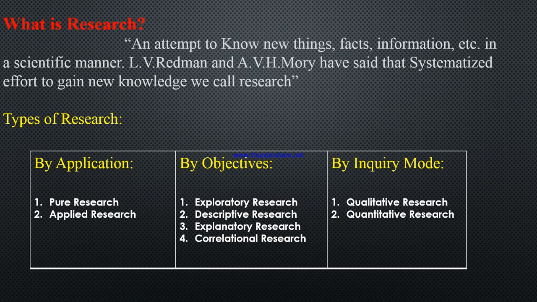And descriptive research: in this type of research, we conduct our research in the description of something. In the same way, explanatory research, from its name it's very obvious that we are trying to explain the existing trends in the society, or any problem relevant to that research. In the same way, in correlational research, we are trying to correlate two different events, two different problems, or two different issues, and try to make conclusions.